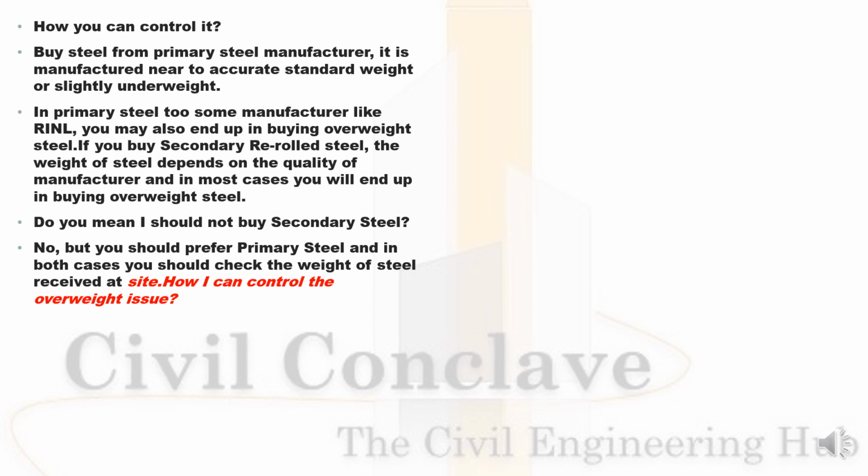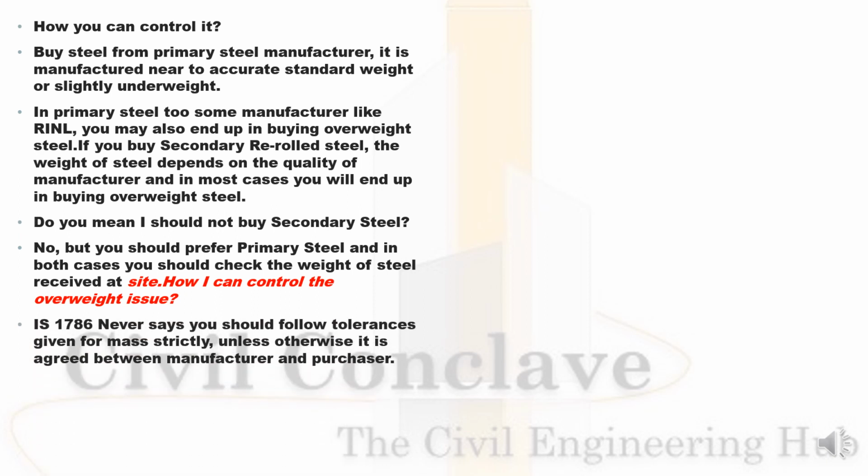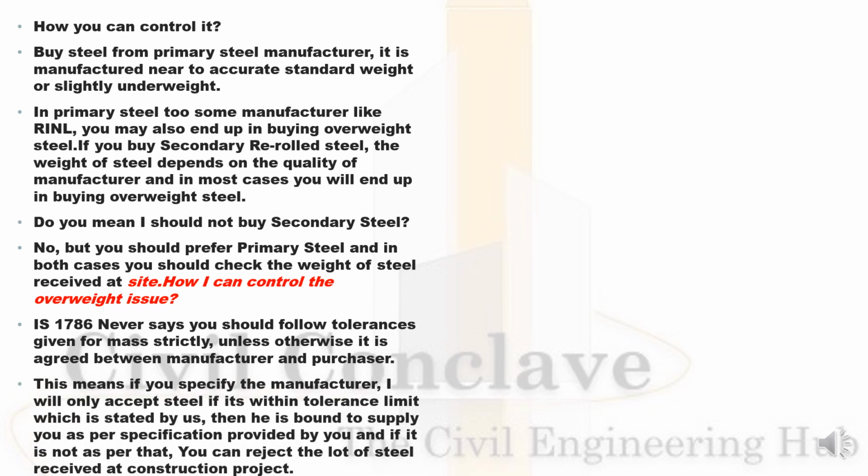How can I control the overweight issues? IS 1786 never says you should follow the tolerances given for mass strictly, unless it is otherwise agreed between the vendor and the purchaser. This means if you specify to the manufacturer, I will only accept the steel if it is within the tolerance limit which is stated by us, then he is bound to supply you as per the specification provided by you, and if it is not within the limit, you can reject a lot of steel received at the construction of the project.